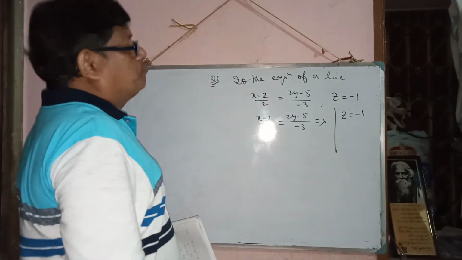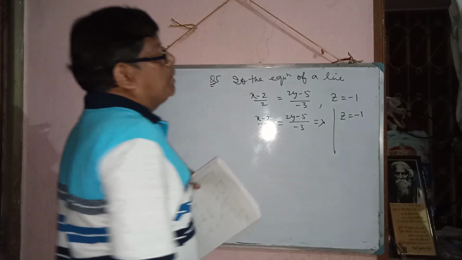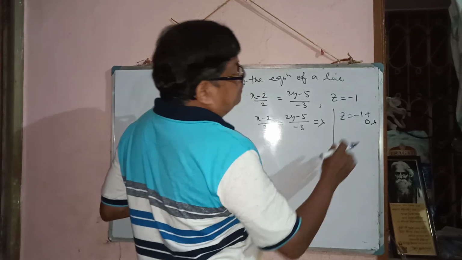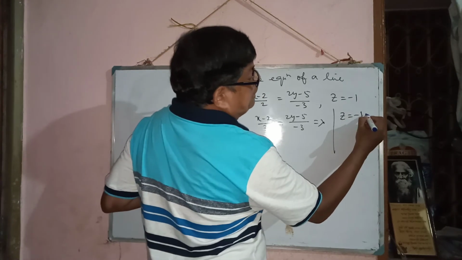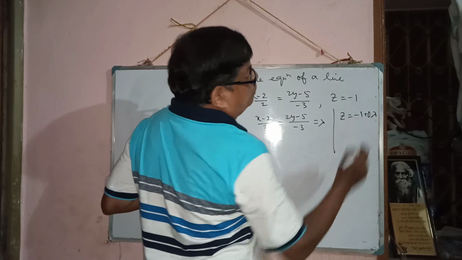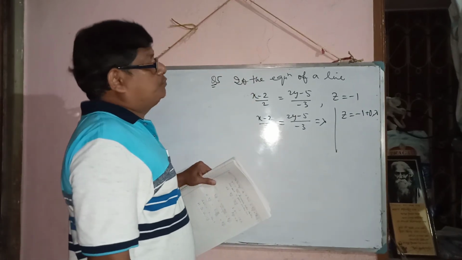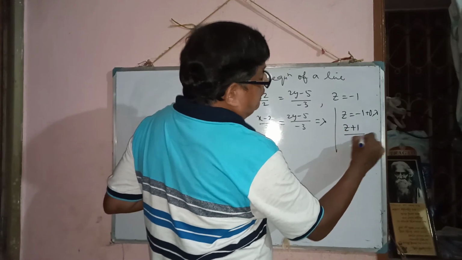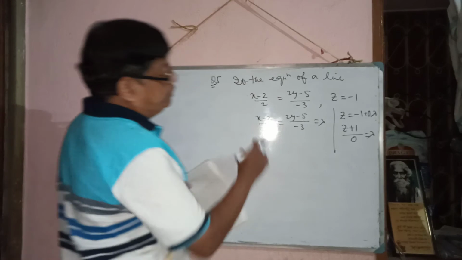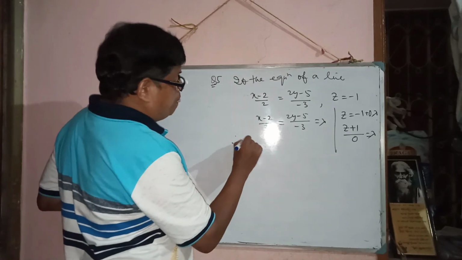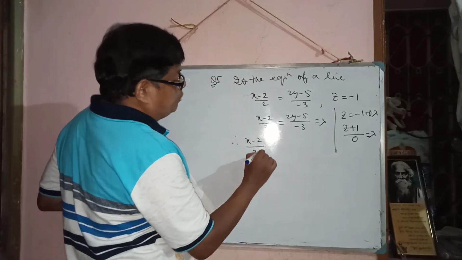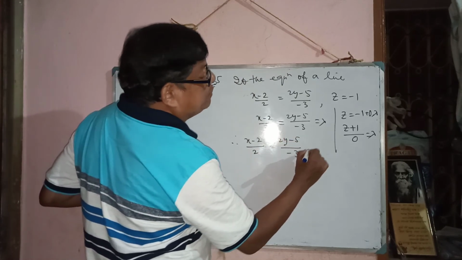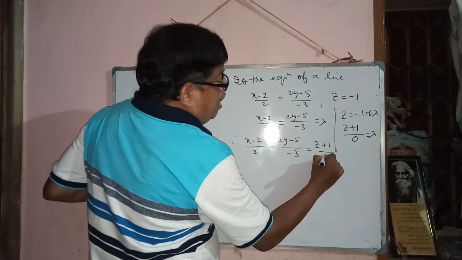Consider minus 1 plus lambda times 0, so 0 into lambda you can write. Here minus 1 is there, so 0 into lambda, but lambda not equal to 0. So from here z plus 1 by 0 you can write as lambda. These are all lambda, so you can write x minus 2 by 2, 2y minus 5 by minus 3, z plus 1 by 0.